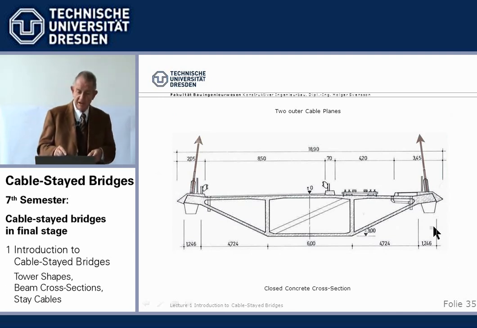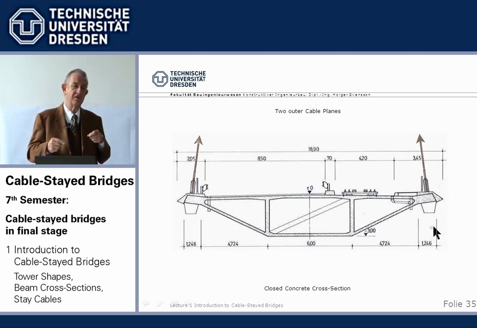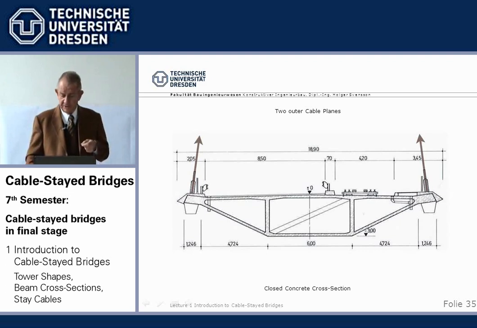Also, we can have two outer cable planes with a box in concrete, not normally required. In this particular case, Posadas Encarnación in Argentina, it was helpful because we had a railway line eccentrically. And so we were happy to use the additional torsional stiffness of the box in addition to the two cable planes, again for additional torsional stiffness.